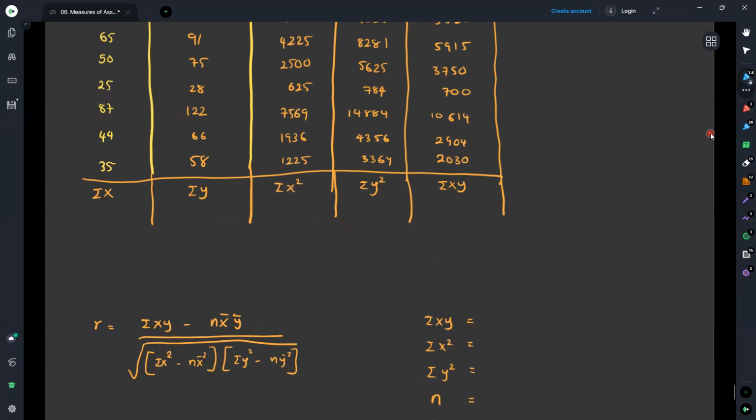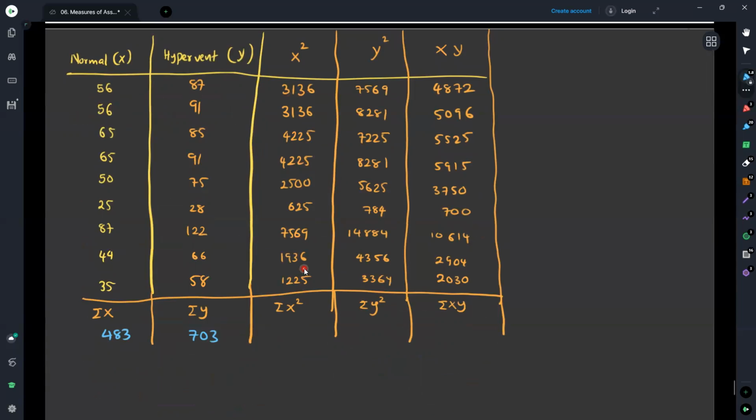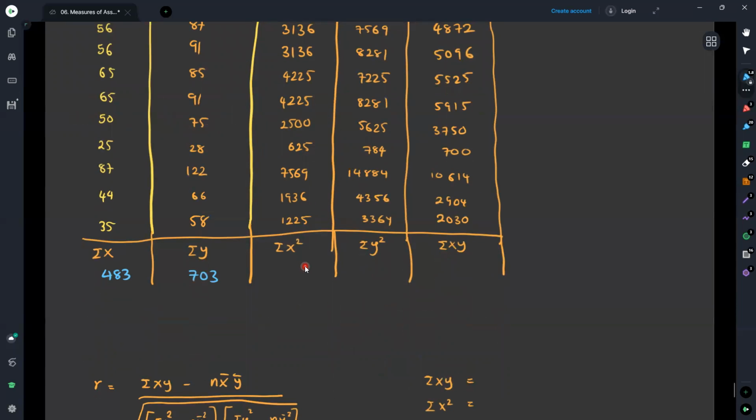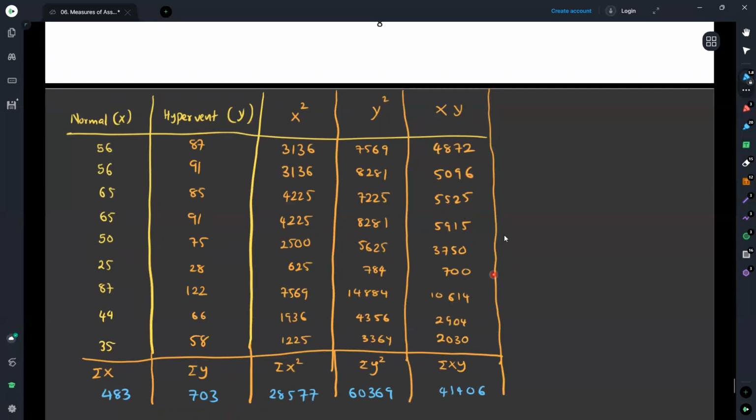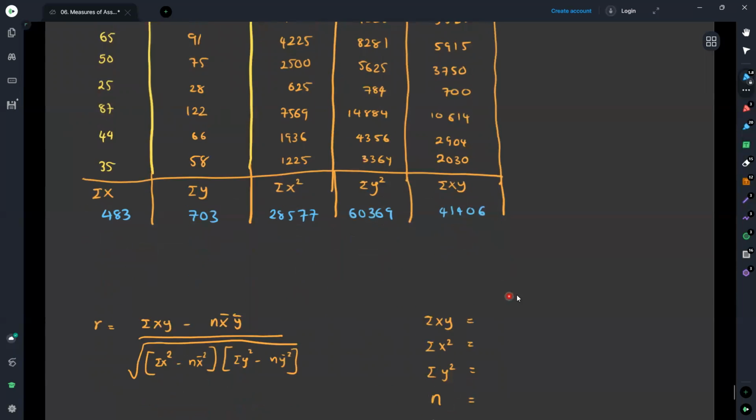Summation of x would be equal to 483. If you total the values in the first column, we'll get this value. Then the summation of y, we'll get it as 703. Then summation of x squared, we need to get the total of the third column. Then it is 28,577. As the summation of y squared, we'll get the value as 60,369, and summation of xy we'll get the value as 41,406.